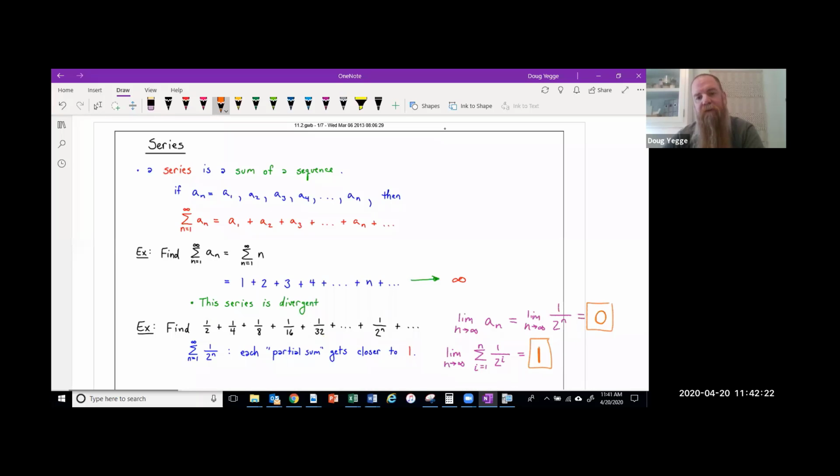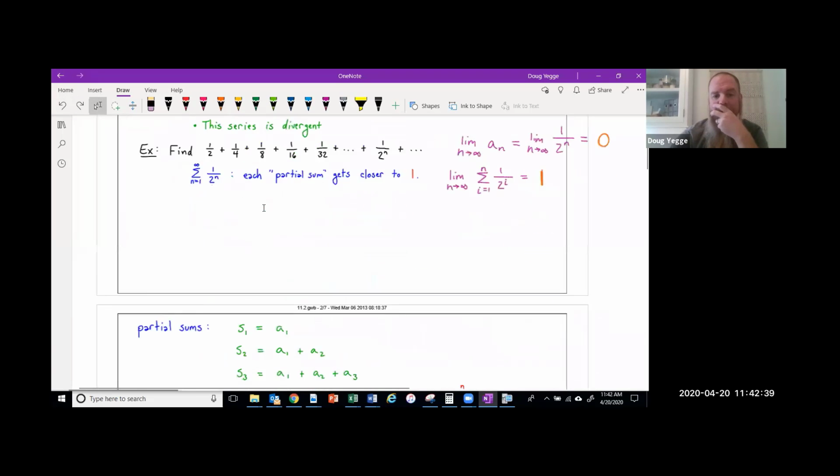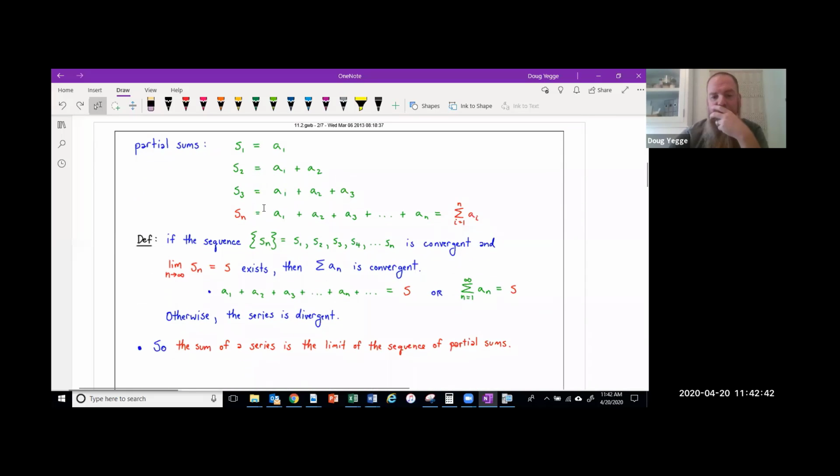Limits of sequences are just saying, what does the final term seem to get closer to? While the series is saying, what do all of the terms seem to add up to? So any confusion on that? Okay, cool. Well, we're just going to look at a couple of what we call partial sums.